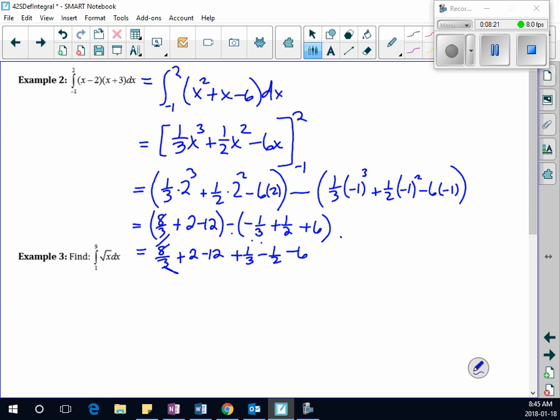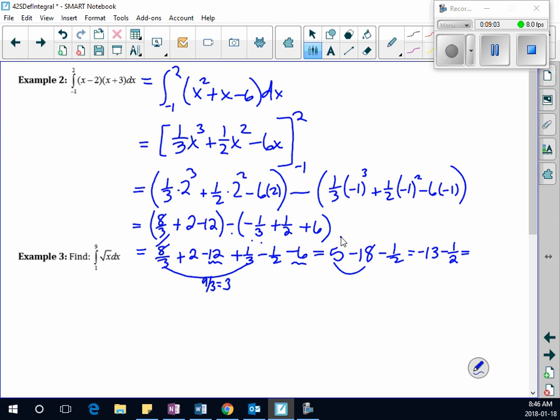So does everybody see when I add 8/3 and 1/3, I get 9/3, which is 3. So I have 3 and 2 is 5 minus 12, and I showed you this trick before, collect all the positives. So 3 and 2 is 5, a minus 12, and a minus 6 is a minus 18. And then I have this kind of lonely -1/2. So what's 5 minus 18? That would be -13 minus 1/2.